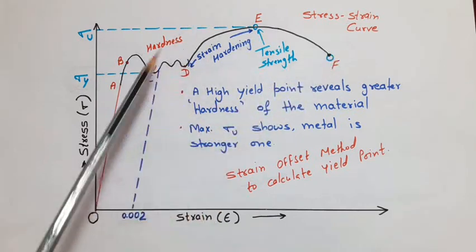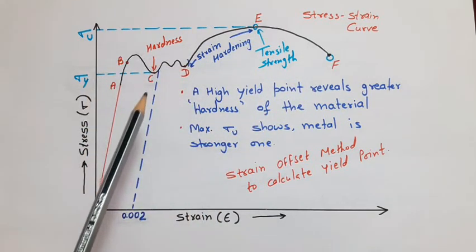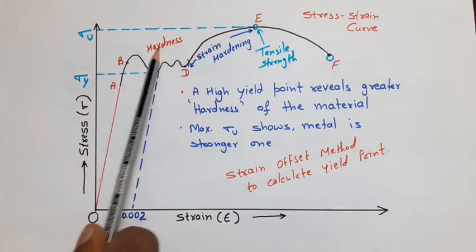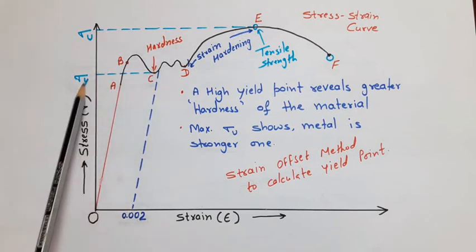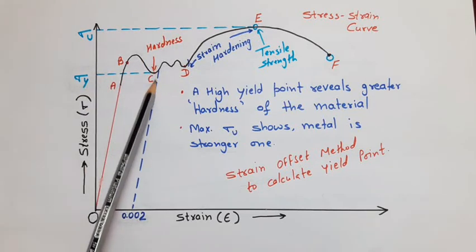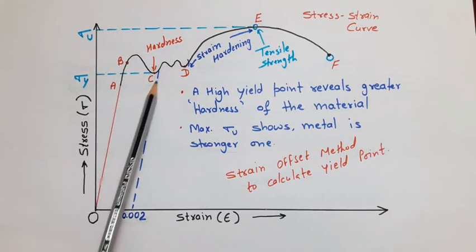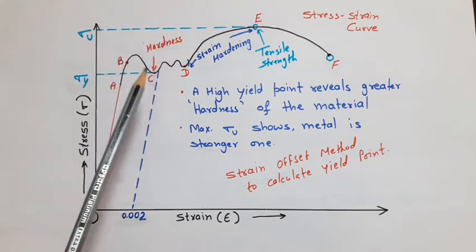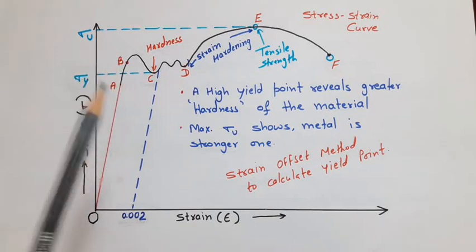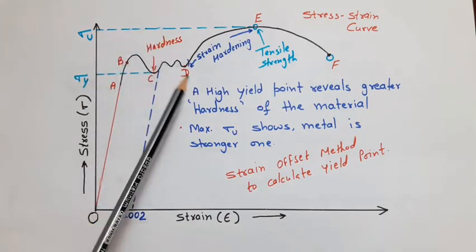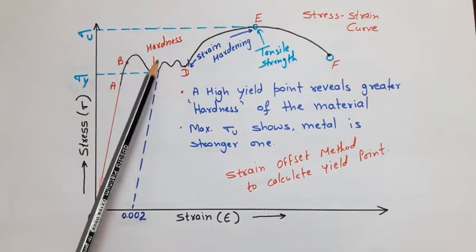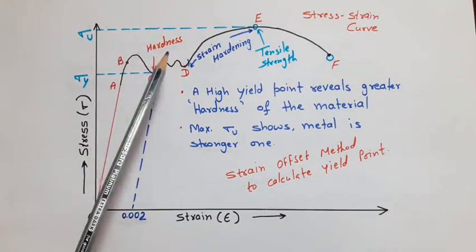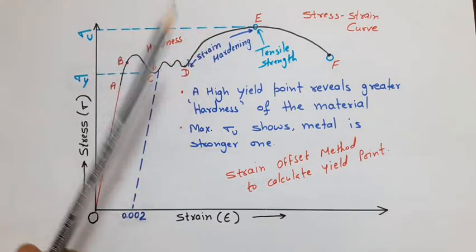In this curve, we also described that the hardness of a material depends upon its yield strength. If yield strength is high, then the hardness will also be high. Hardness is checked by producing a dent. If the dent size is small, then hardness will be high. It means for a hard material, plastic deformation should be as small as possible.